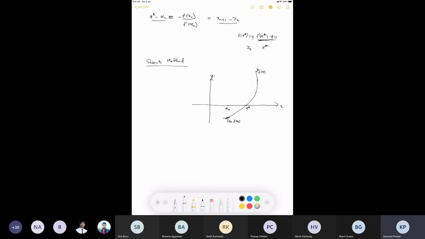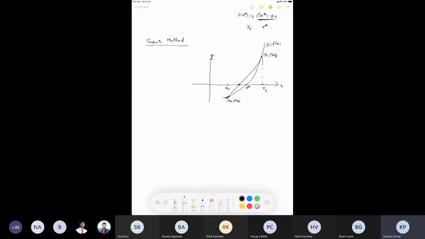But in the secant method, we choose two initial guesses, that is, we start with x naught and x1. Correspondingly, we have the points (x naught, f(x naught)) and (x1, f(x1)). We approximate f(x) by the secant line passing through these two points, and the root of this secant line is going to be the approximation of x star. This is how the iterates are defined in the secant method. If we call this x2, we have this point as (x2, 0).